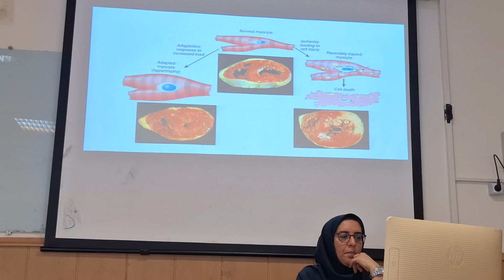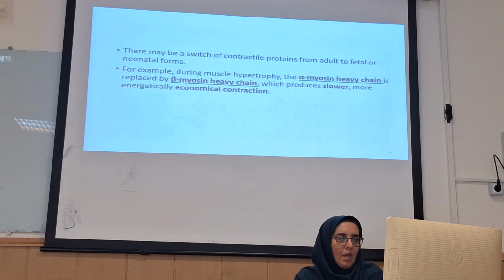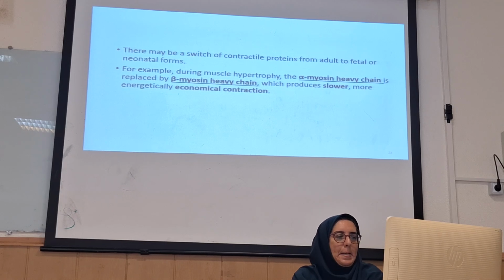Also, after a time, the adaptive response becomes reversible injury, and ultimately irreversible injury occurs, and we have necrosis in the cardiac muscle. For example, in hypertrophy of muscle, alpha-myosin heavy chain is replaced by beta-myosin heavy chain. Beta-myosin is slower, but economically it is in favor of saving energy in contraction.